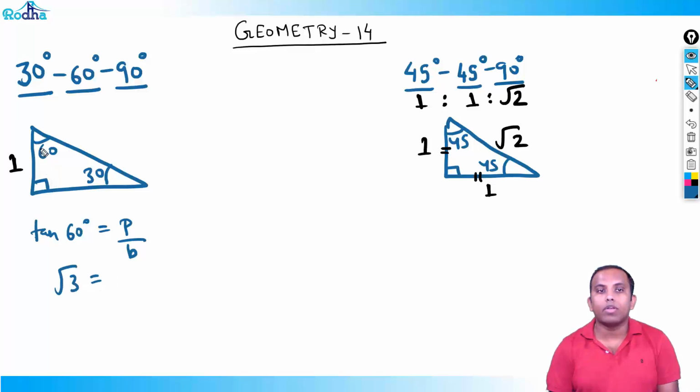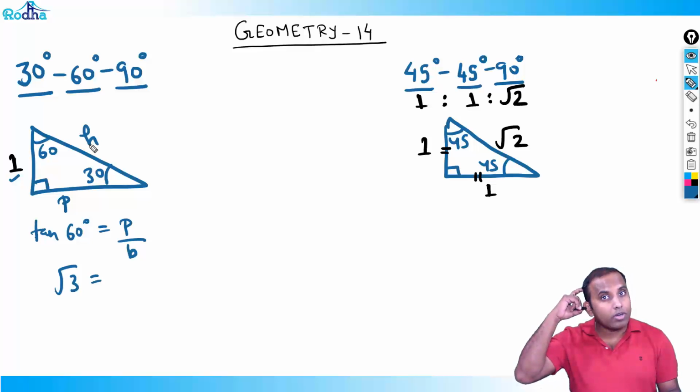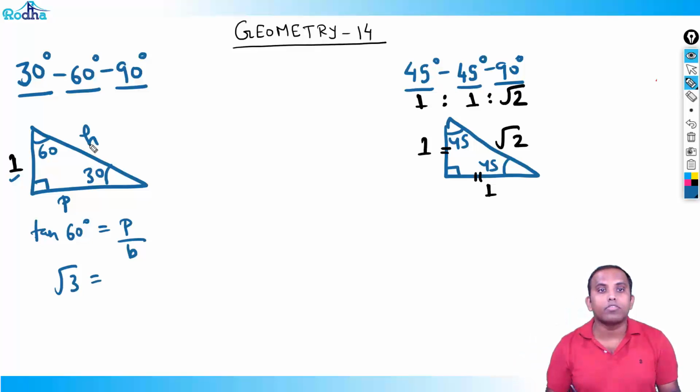Whichever angle you are taking, the opposite side is the perpendicular. This is P, and what is the base? This left one is the base, because this is the hypotenuse. Whichever angle you are taking, its opposite is the perpendicular. One is for sure the hypotenuse. The leftover one is the base, always. You can watch my video on the basics of trigonometry, which I have recorded, so please watch this video.